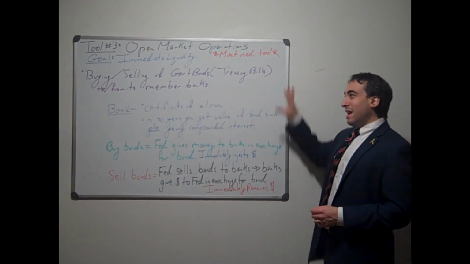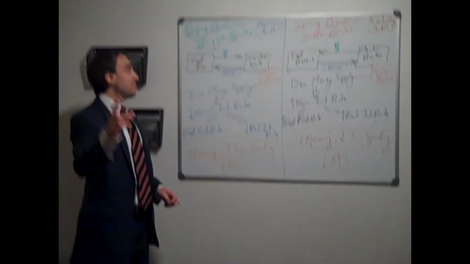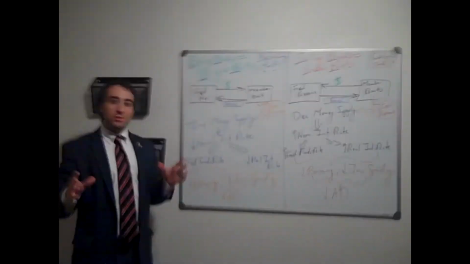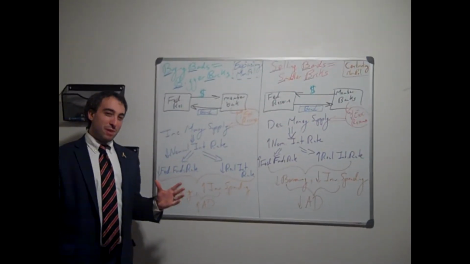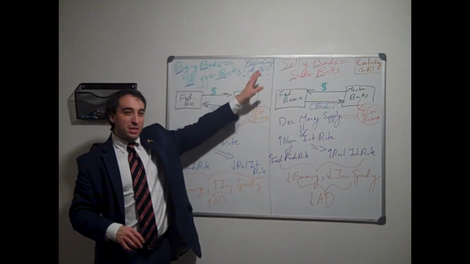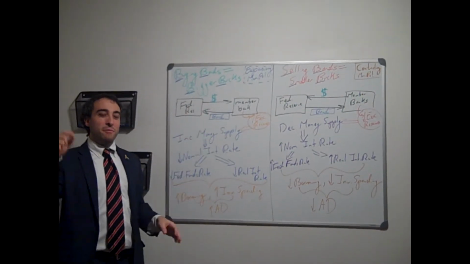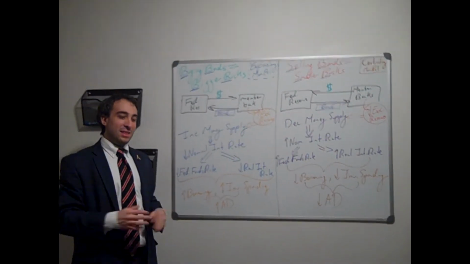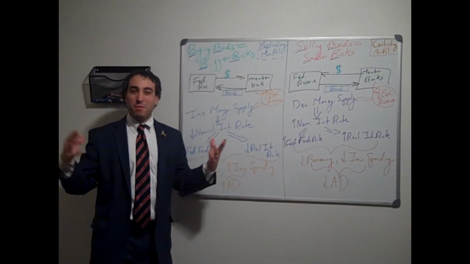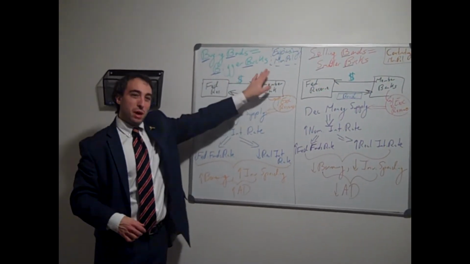Let's take a look now at this process in full. So let's break down our two different types of open market operations a little further. First, for expansionary monetary policy, the open market operation of buying bonds. And the alliteration to help you remember it is buying bonds equals bigger bucks.